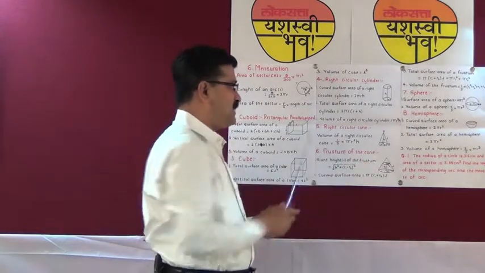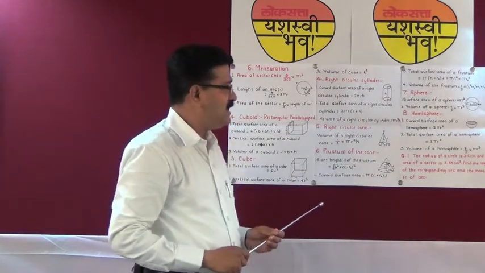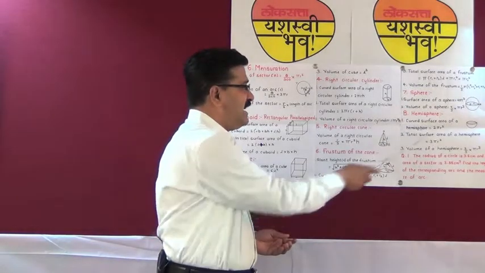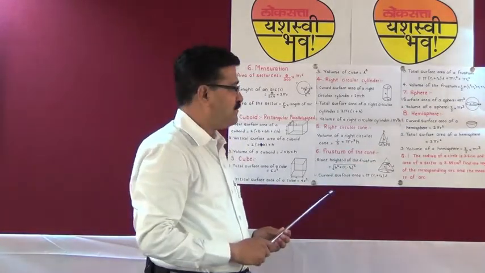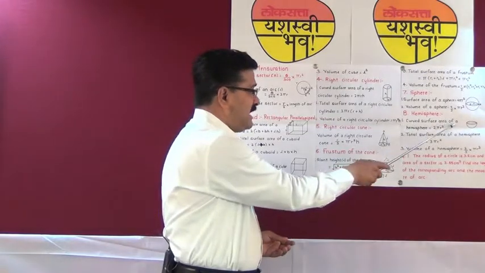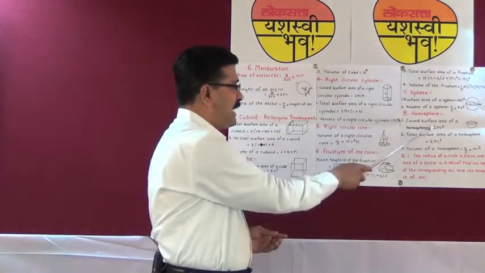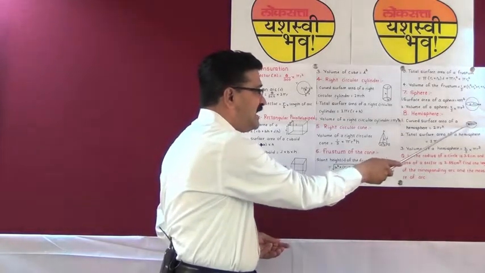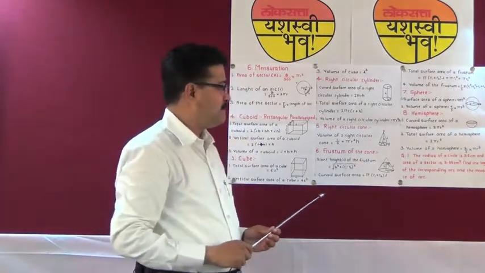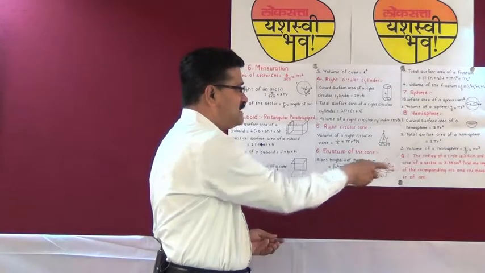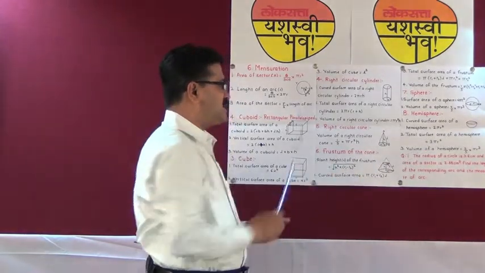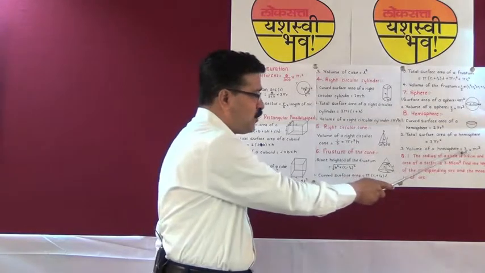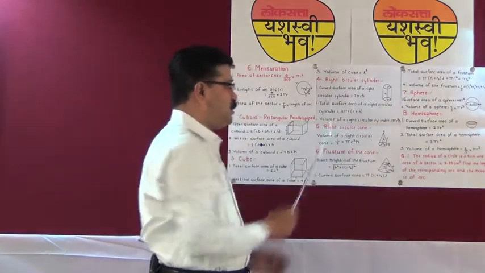Next one is hemisphere. What is a hemisphere? If we cut the sphere, then we get a hemisphere. Curved surface area of a hemisphere is given by 2 pi r square, where r is the radius of the hemisphere, and total surface area of a hemisphere is given by 3 pi r square. Volume of a hemisphere is given by the formula 2/3 pi r cube.